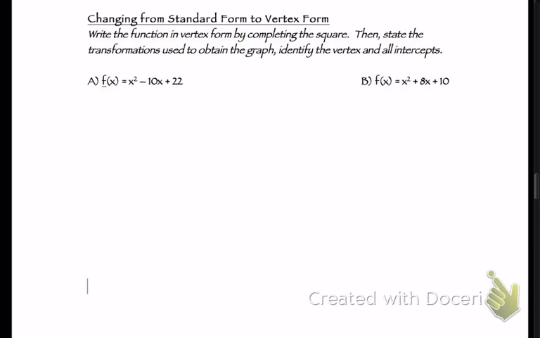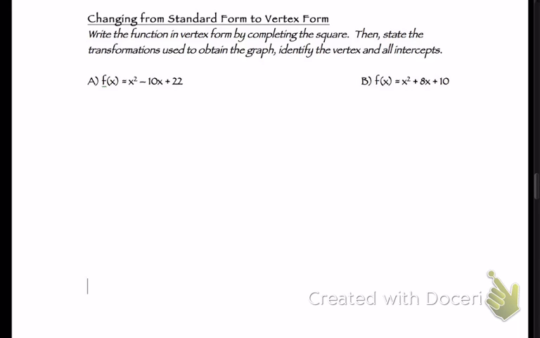So take a look. Letter A, letter B. If you see them, look at them. They are in standard form. I don't see any of my transformations. The only thing that I see by looking at them is my y-intercept. I know in letter A, my y-intercept is 22. In letter B, my y-intercept is 10. That's all the information that I see.